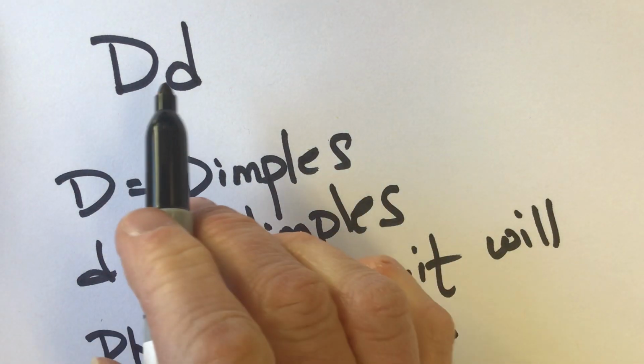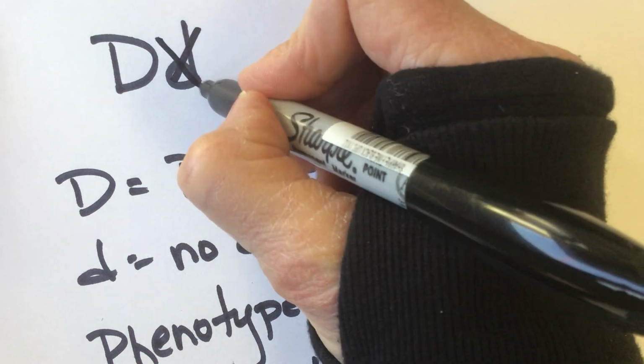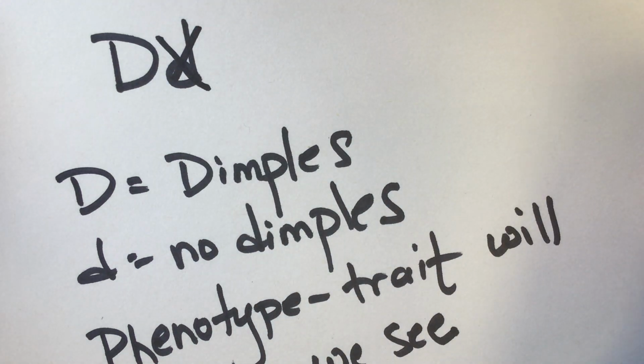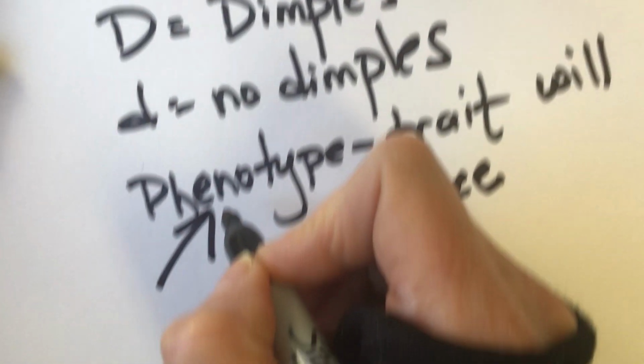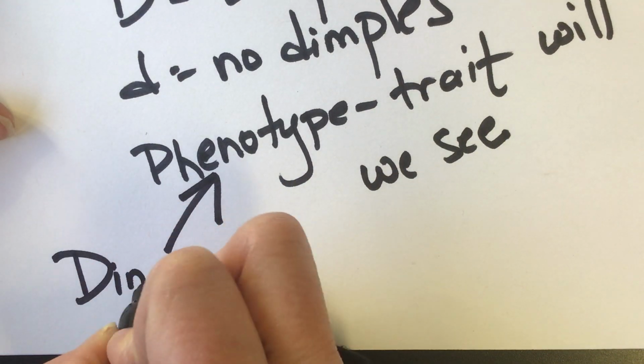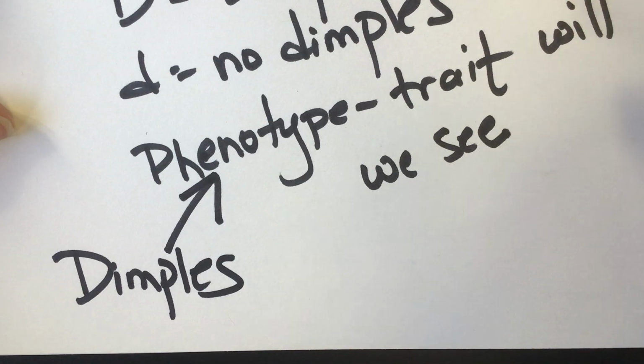Okay. So if I look at this, remember the capital D hides or masks that lowercase d. So in this case, the phenotype would be that they have dimples. Okay. All right, next one.